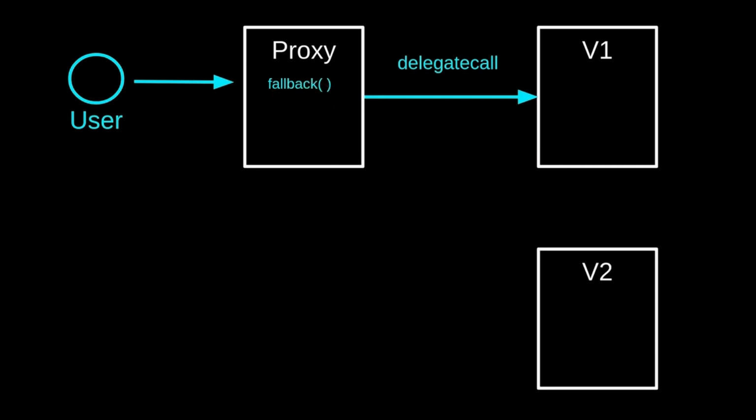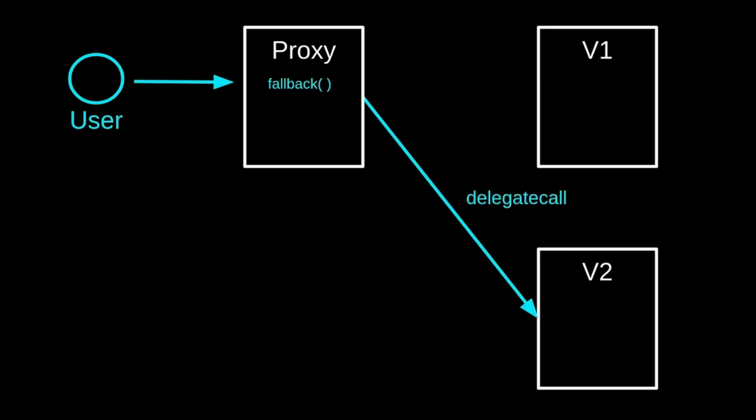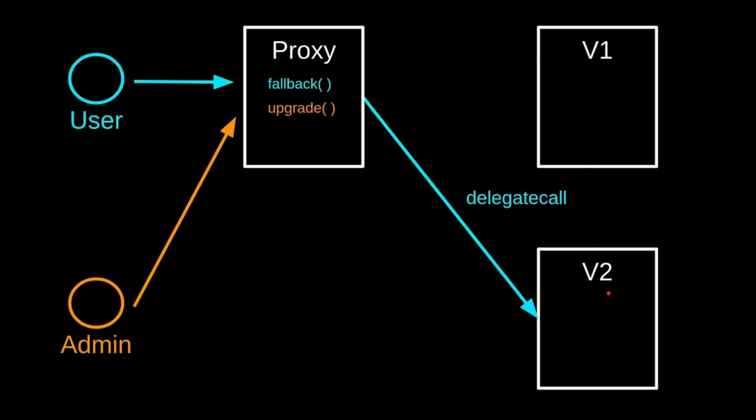Later, let's say that we deploy a version 2 of the implementation. Then we can upgrade the smart contract by routing all transactions from the user to version 2 instead of version 1. This is how a combination of proxy, fallback, and delegate call enables contract to be upgraded. The proxy contract will have a function to upgrade the implementation from V1 to V2, and we probably should restrict the access to this function call. Only the admin should be able to call upgrade.